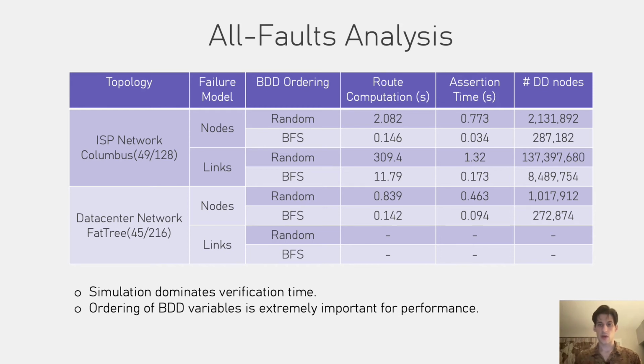The table shows one ISP and one data center network evaluated against two different failure models. One where all the nodes can fail and one where all links can fail. In both cases, the route computation is what dominates the verification time. Computing probabilities and checking assertions is very fast.